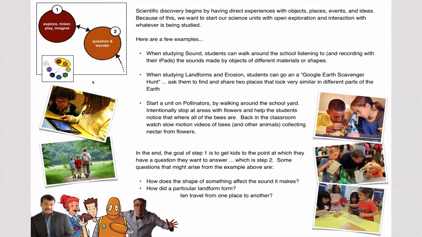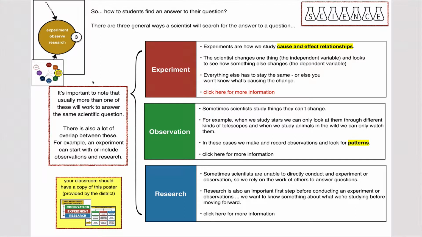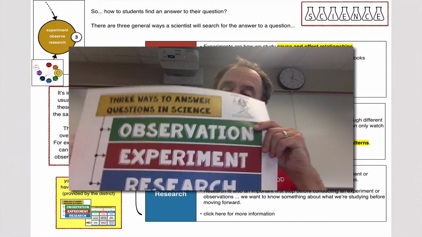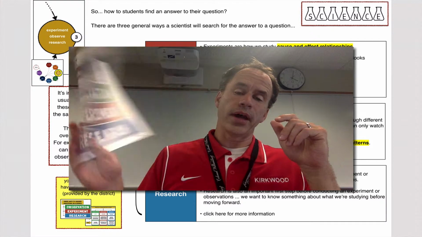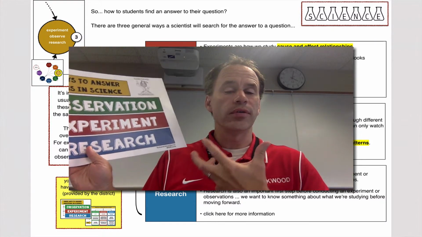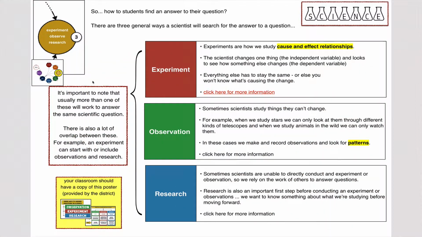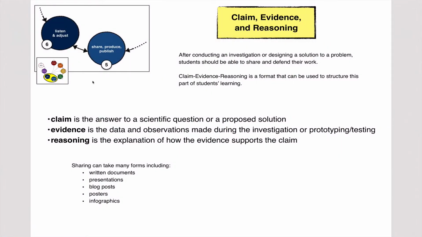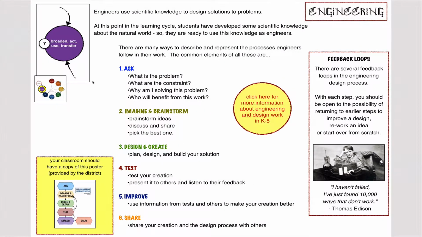How do we explore and play? What questions might we ask in science? How do scientists answer questions? Well, they conduct experiments, they do observations, they conduct research, and you'll get a poster for your classroom that summarizes this and then has more information on the back so that we can all have some universal language about how we do science. As we go around the learning cycle, we analyze data, we share it. We can use a structure called claim, evidence, and reasoning to share our answers, so there's some information about that there. And then the last step is we can transfer this knowledge.